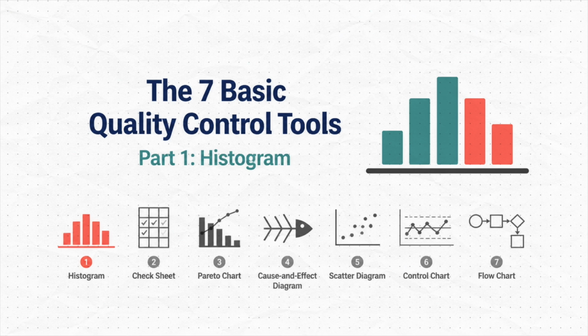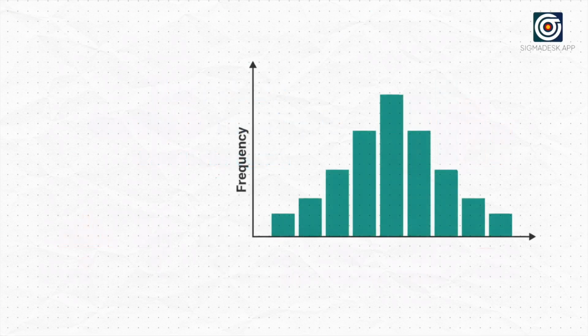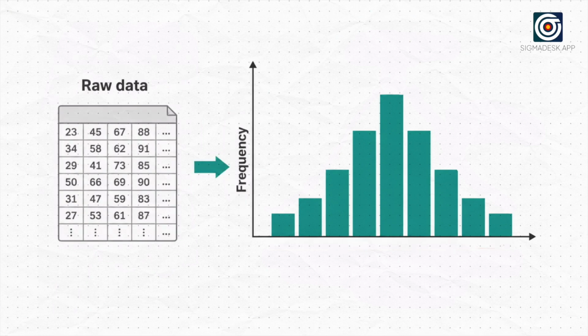So, what is a histogram? In simple terms, a histogram is a bar chart that shows how often values occur within a set of data. It takes a list of numbers, groups them into ranges called bins, and shows you how many data points fall into each range. The result is a picture of your data's distribution. Instead of staring at a spreadsheet full of measurements, you get an instant visual answer to 3 questions.